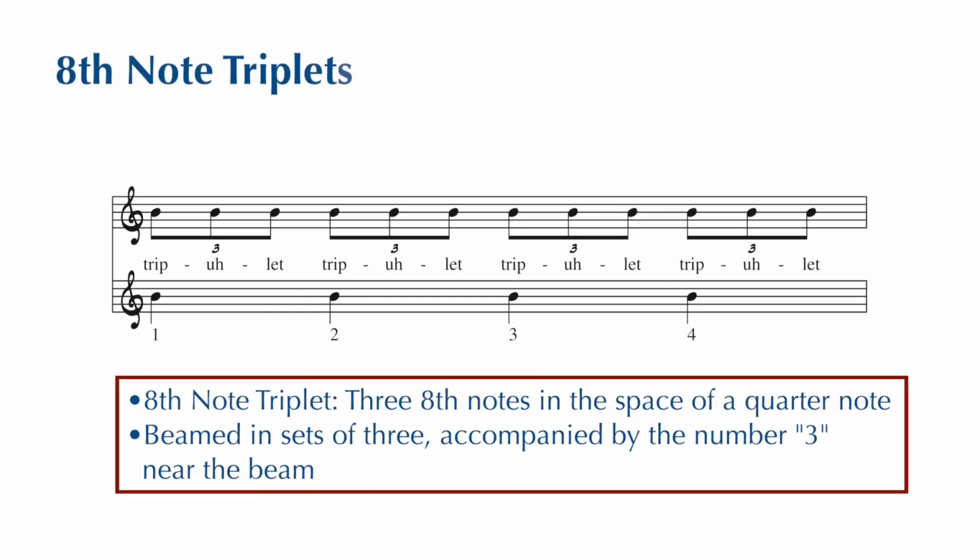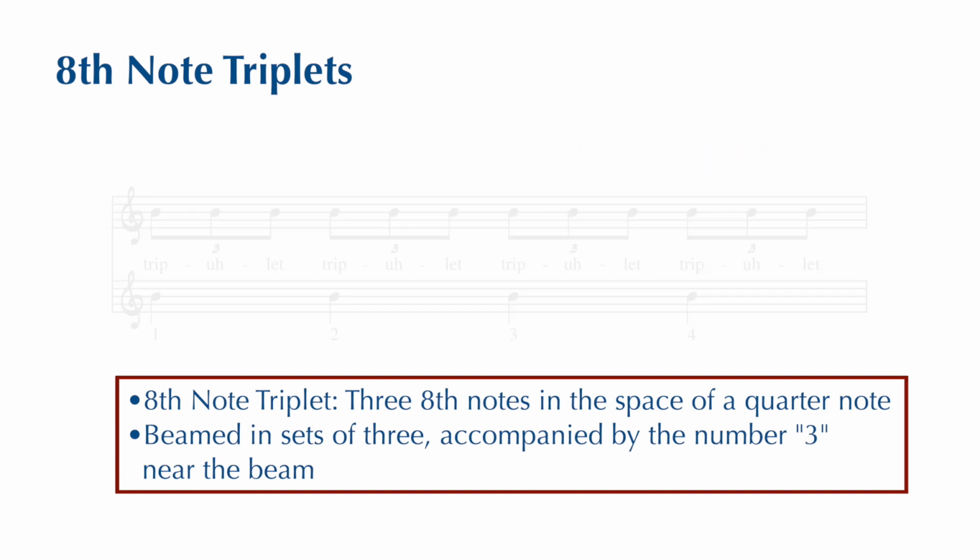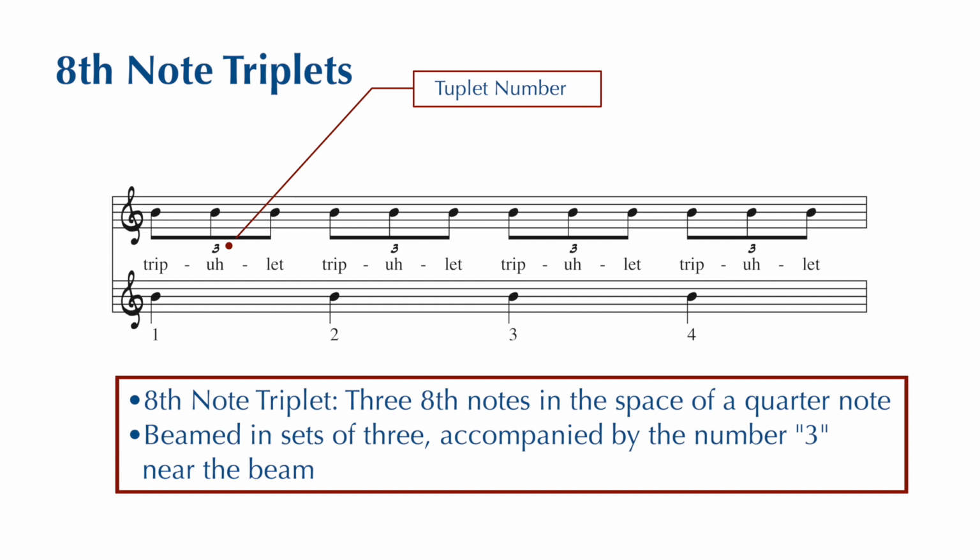An eighth note triplet is 3 eighth notes in the space of a single quarter note. Normally, you play 2 eighth notes per quarter note, 1 and 2 and 3 and 4 and, but when you see this number, it's 3 eighth notes in that space. Triple it, triple it, triple it, triple it.